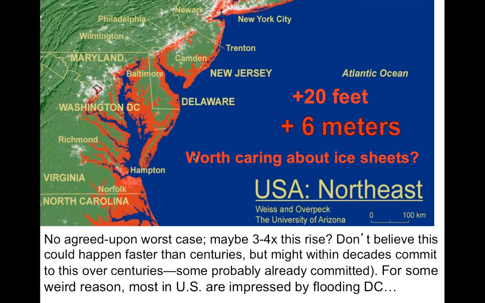This is a very US centric plot. For some reason, people like this one. If you put 6 meters of sea level into the ocean, it runs up towards Washington, D.C.